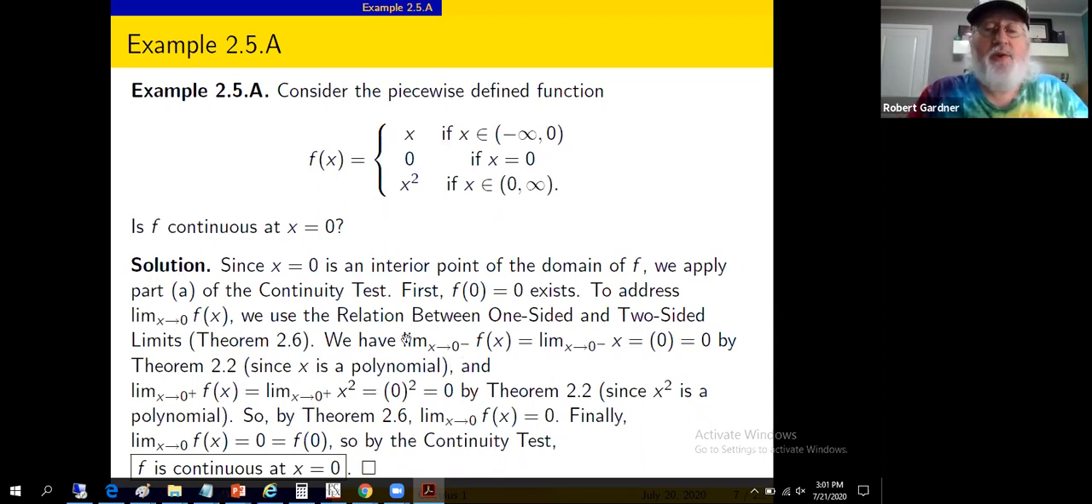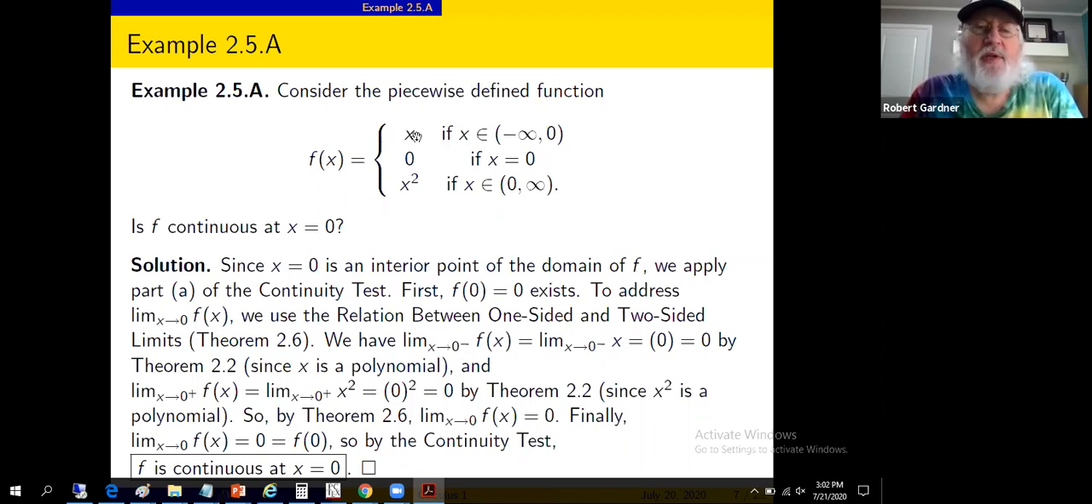So let's use the relationship between one and two-sided limits. Theorem 2.6 is for the record. And let's consider the limit as x approaches 0 from the negative side of f(x). All right, so this means x is close to 0 and a little bit less than 0. The little negative up there doesn't mean x is negative in general. It means what we're dealing with is x values on the negative side of this. Well, this is 0 this time, so in this setting, it does mean that x is negative. So we'll have little negative numbers.